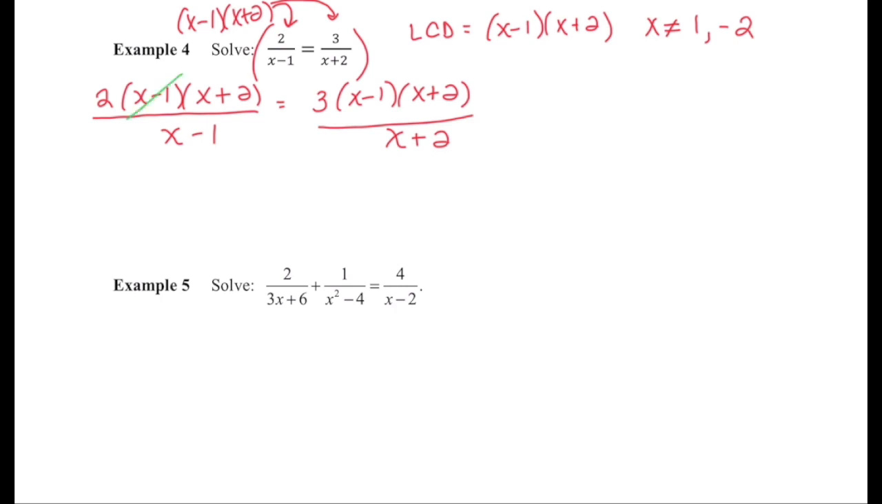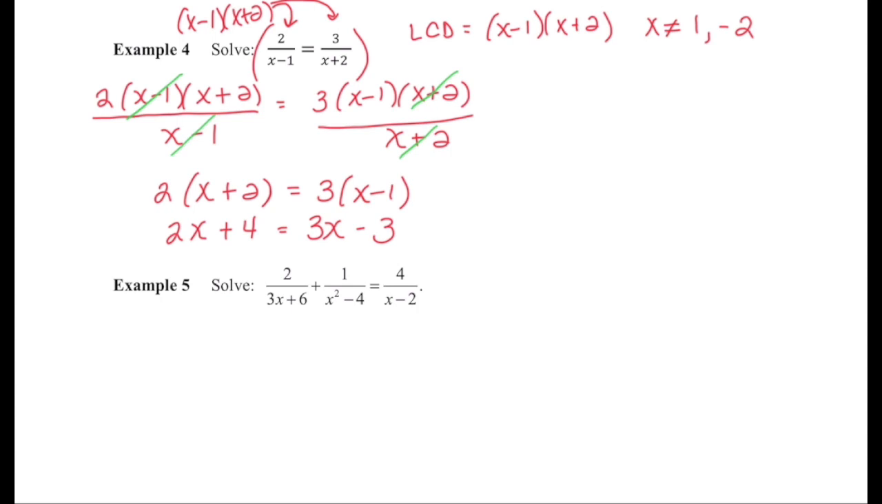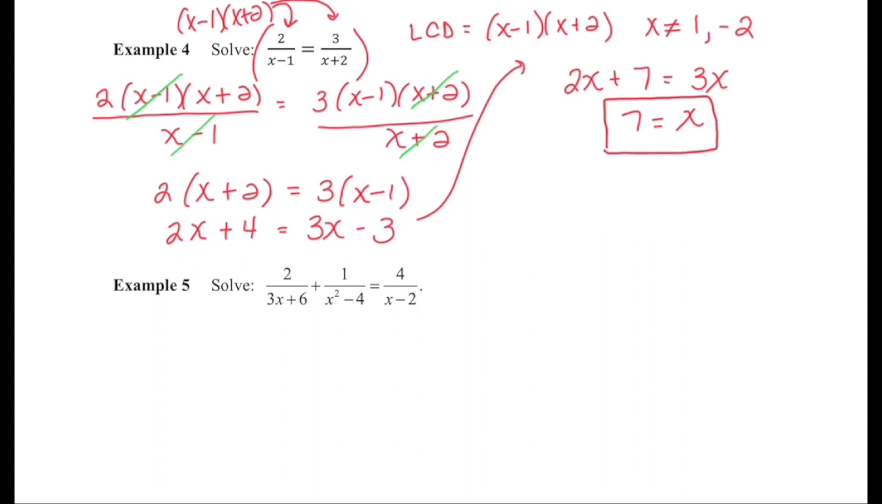Simplify, we have common binomials in the numerator and denominator as factors. So we have 2 times x plus 2 equal to 3 times x minus 1. We can distribute both sides. I can go ahead and add 3 to both sides. So I have 2x plus 7 is equal to 3x. Subtract 2x, so 7 is equal to x. Notice that 7 is not 1 or negative 2, so we're okay there.